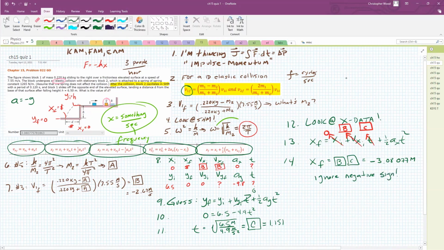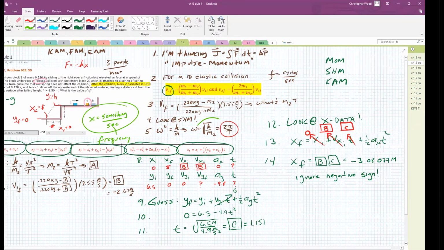So what a great problem. We have momentum, we have simple harmonic motion, we have kinematics analysis method. And this is our first brush with simple harmonic motion.